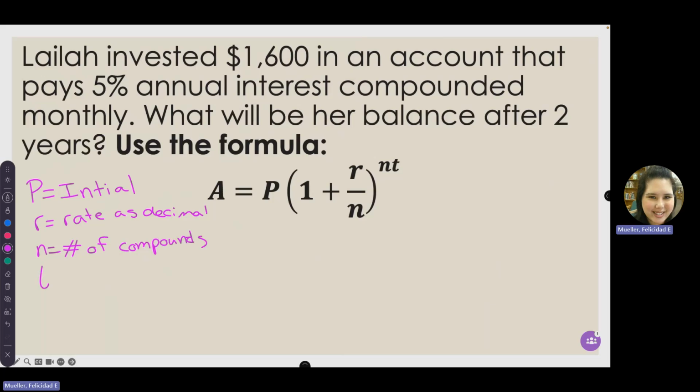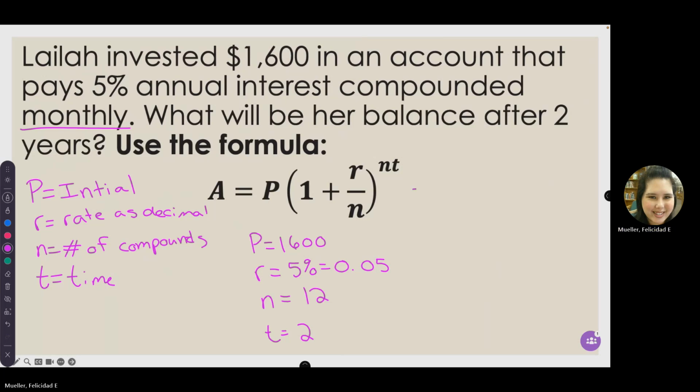And T equals time. So how many years? So in this case, P is going to be 1,600. R is 5%, which would be 0.05. N is how many times a year? So how many months in the year are there? There are 12, so there are 12 compounds. And then time is after how many years? So T equals 2.